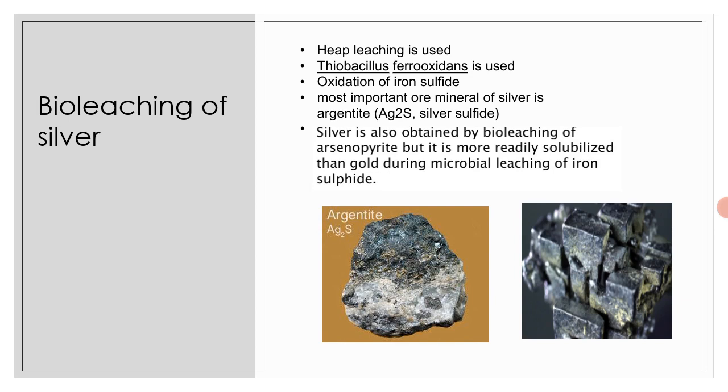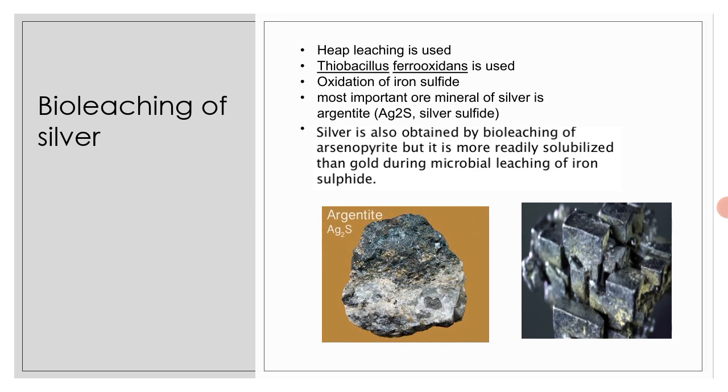Now what are the sources of silver from where we can extract it? The most important ore mineral of silver is argentite. From that ore we can extract the silver. Silver can also be obtained by the bioleaching of arsenopyrite. This is also an ore of silver, but it is more readily solubilized than gold during the microbial leaching of the iron sulfide.